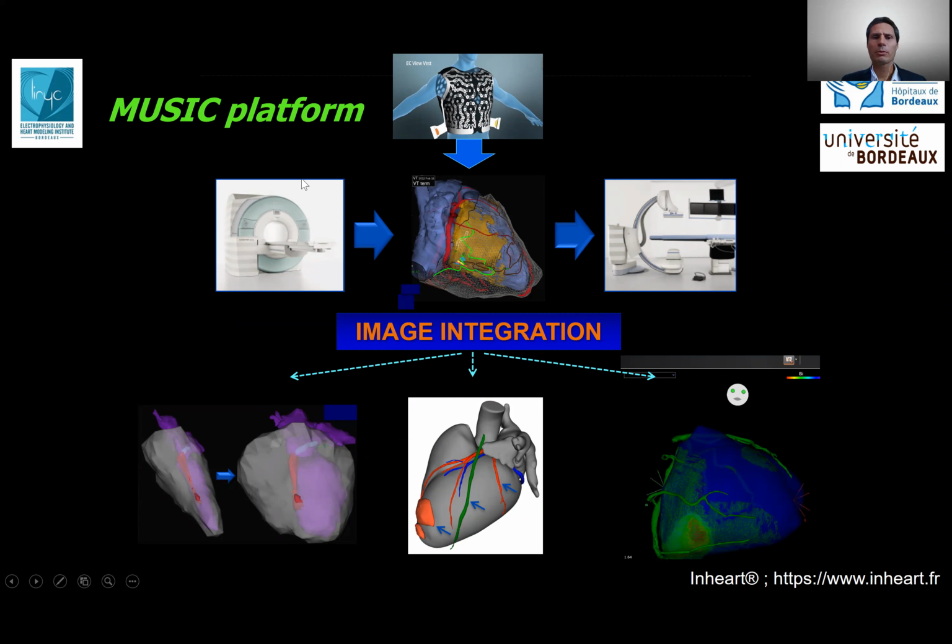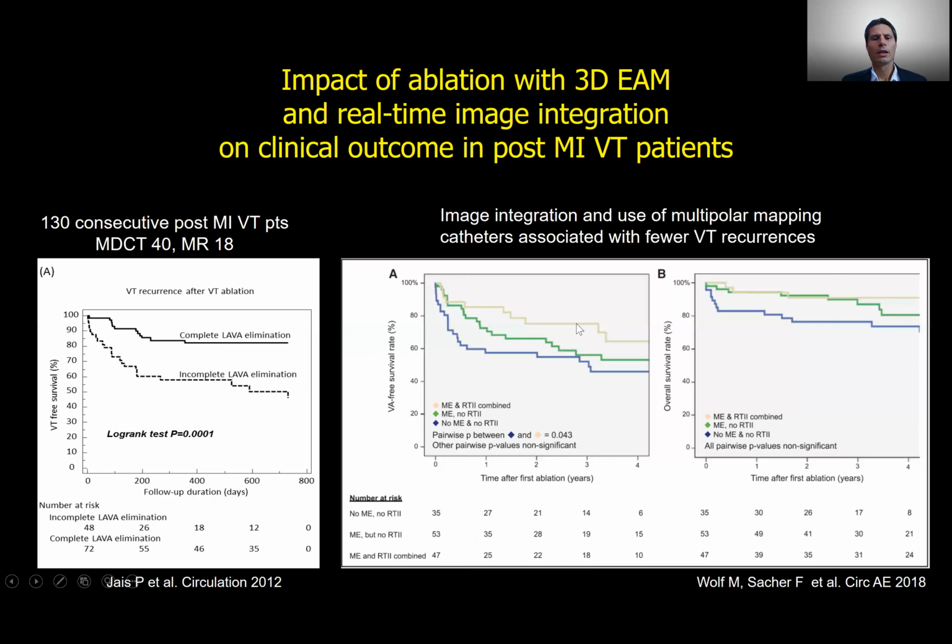So we developed a platform, the MUSIC platform, in which you can integrate and incorporate all kinds of imaging technology: CT scan, MRI, even ECG imaging or rotational angiography. And then you can treat your images and import them in your 3D system, Carto, Rhythmia, or even Insight. We showed, in a retrospective study with all its limitations, that when you use real-time imaging, then the outcome seems better. But once again, we will need to prove that prospectively.